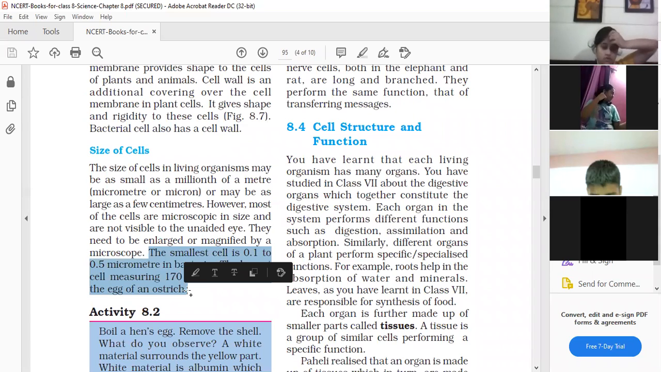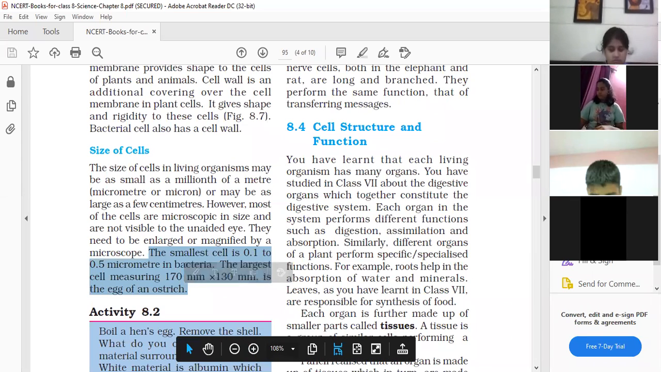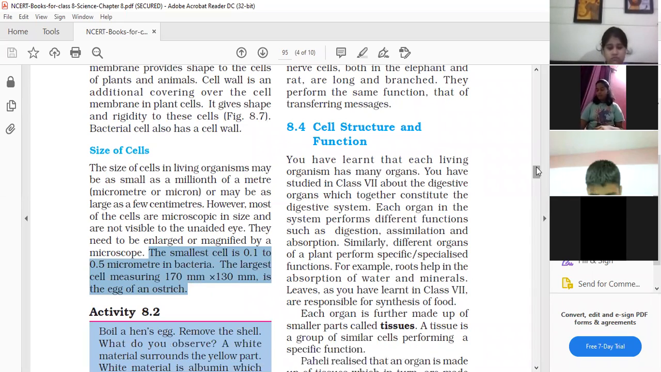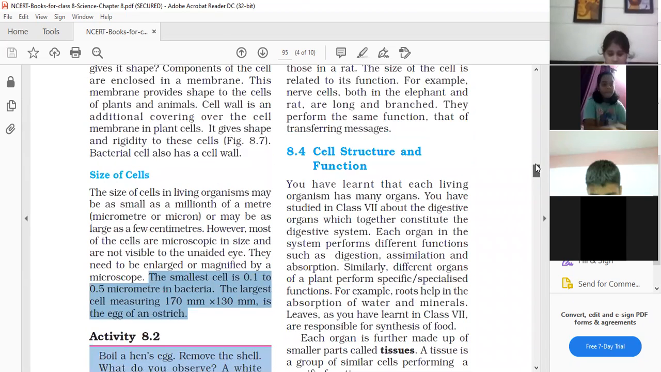The smallest cell is 0.1 to 0.5 micrometer in bacteria, and the largest cell, measuring 170 millimeter by 130 millimeter, is the egg of an ostrich. Okay, children, you have already done this. Kindly underline the size of the smallest cell and the size of the largest cell. That is the ostrich egg, and that is the bacterial cell. So kindly underline it.